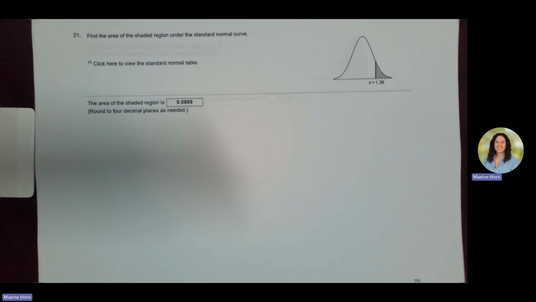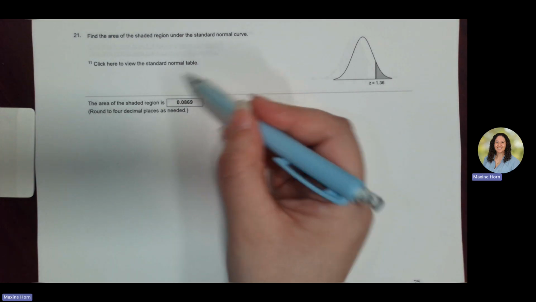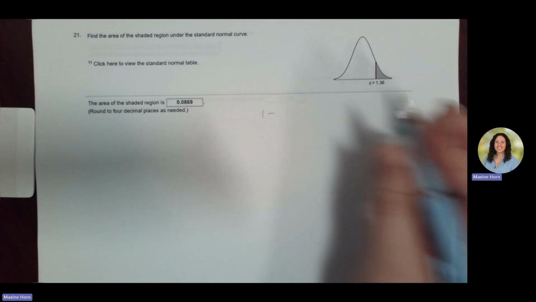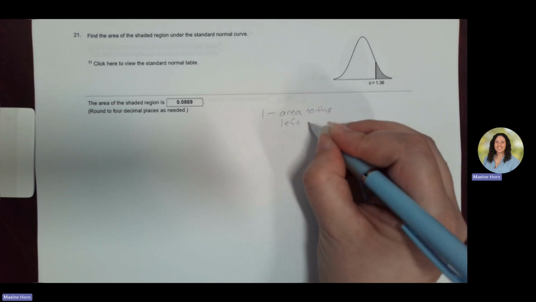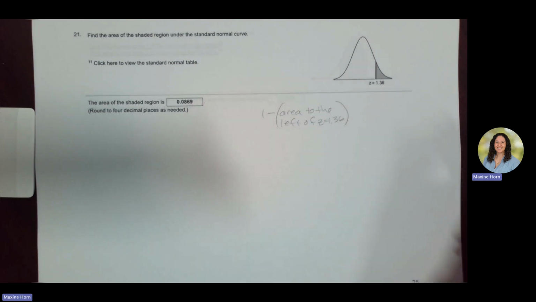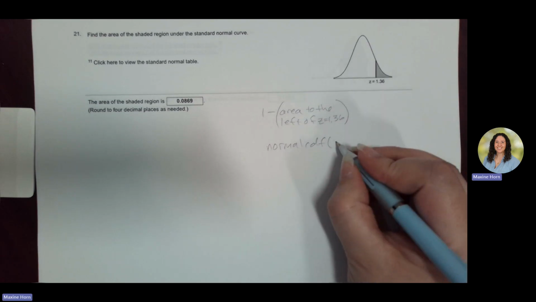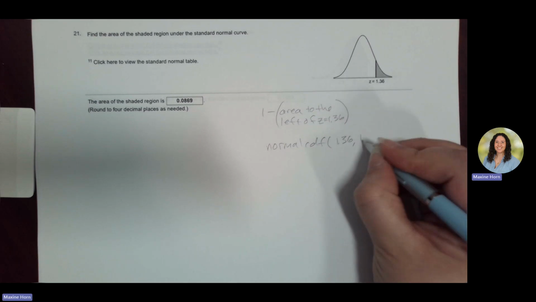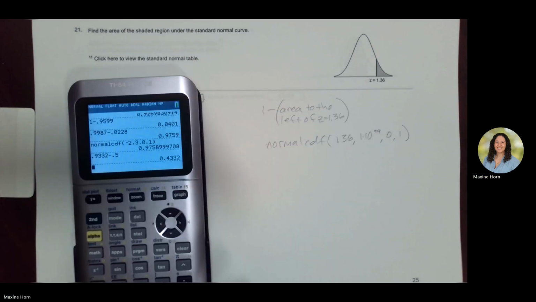Okay, the area of the shaded region, it's the area to the right. And then again, we have a table. We could look that up. We could do 1 minus what the table gives us, area to the left of Z equals 1.36, right? Or we could just normal CDF it. Our lower bound is 1.36. Our upper bound is, we can't say infinity, so we say 1 times 10 to the 99th. Mean is 0, standard deviation is 1, right? Let's just do it that way.